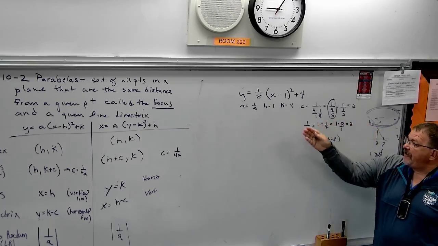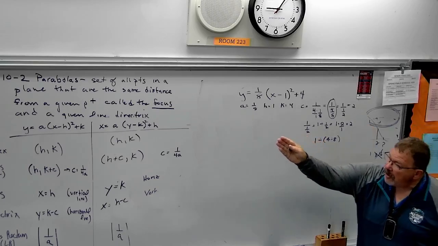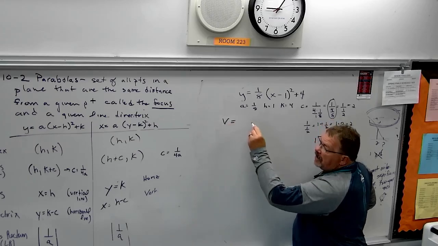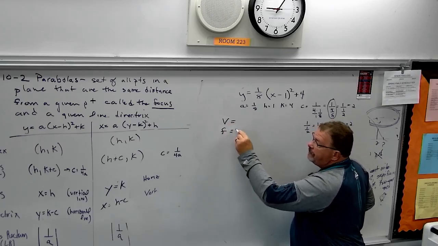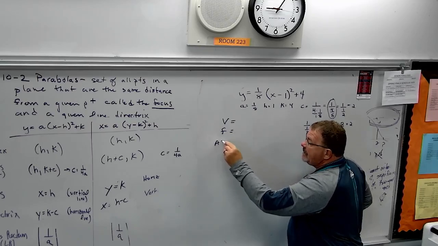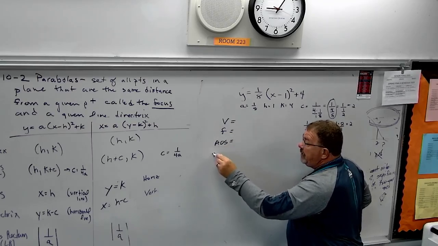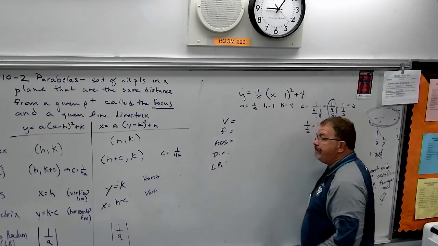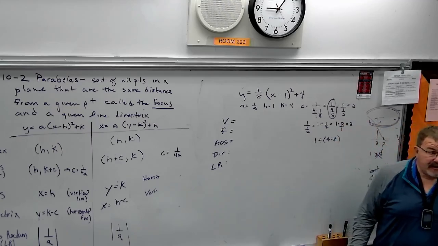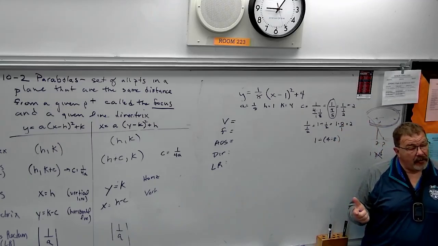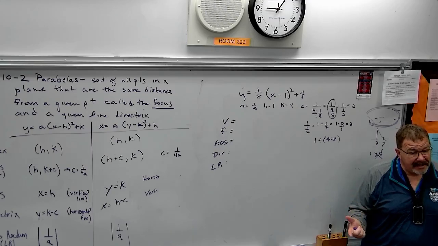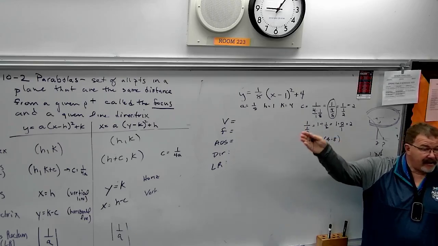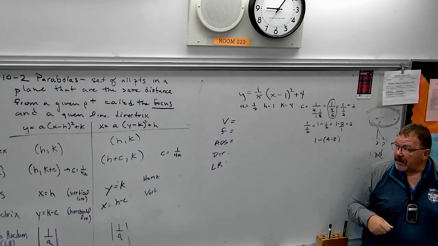Now that we have everything figured out, we just go down our chart. You need to list your vertex. You need to list the focus. You need to list the axis of symmetry. You need to list the directrix. And you need to list your LR. You need to list those 5 things. When you graph a parabola for me, it's worth 10 points on your test. There's 5 points right there. And then I look at your graph and I look at everything else after that.